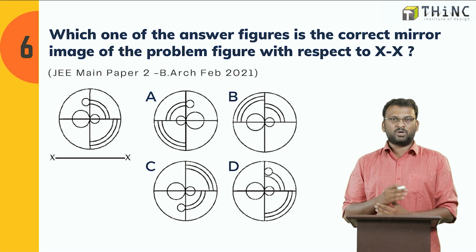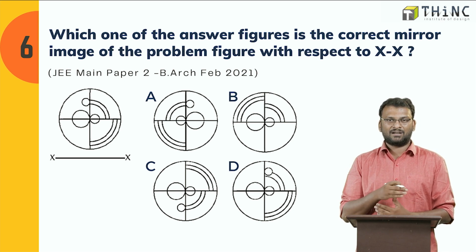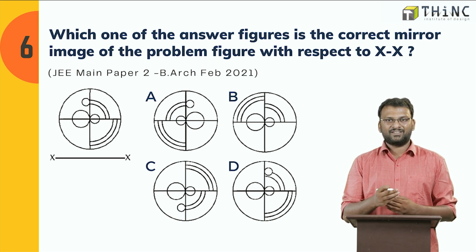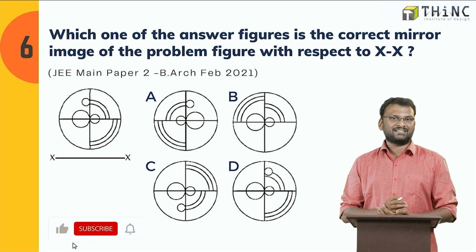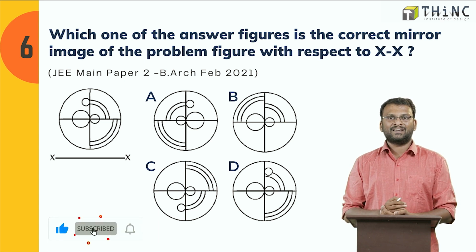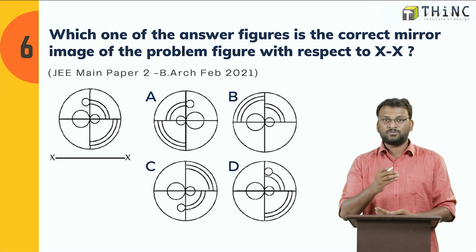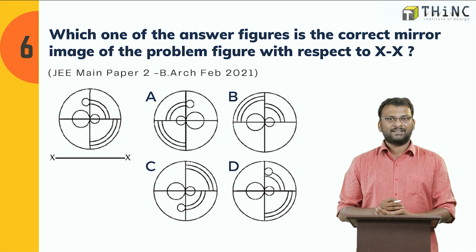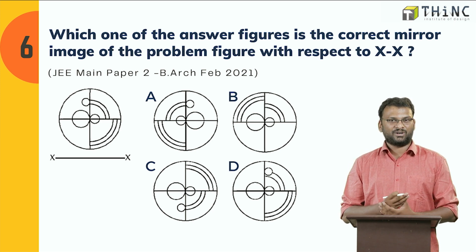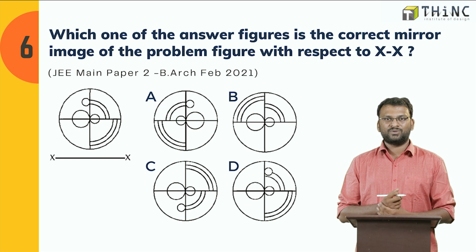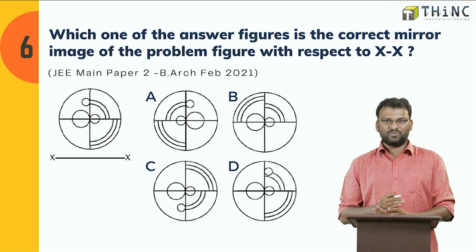So there will be no distortion when the mirror comes to the bottom. The question figure will be replicated in the answer figure, but there will be a top to bottom change. There will be no lateral inversion, that is, the left to right change will not happen. So these are the rules which you need to keep in mind while solving these questions.